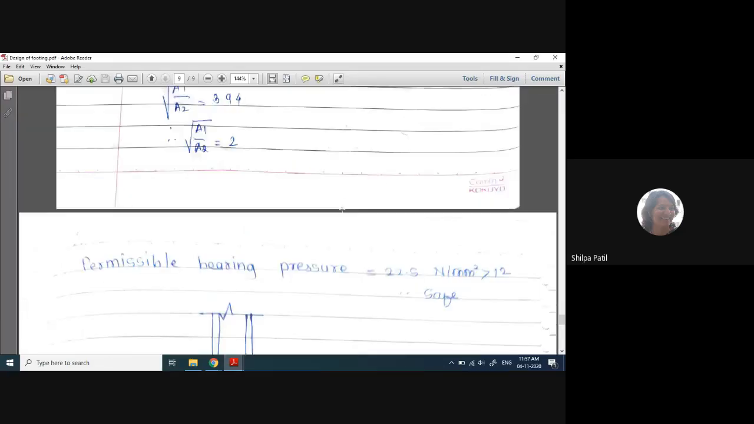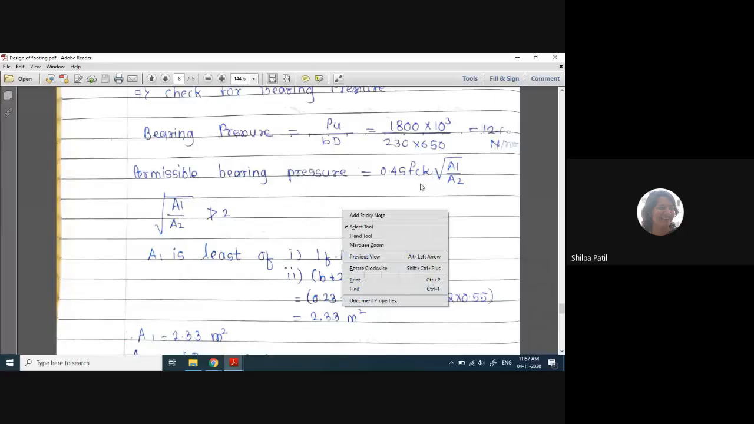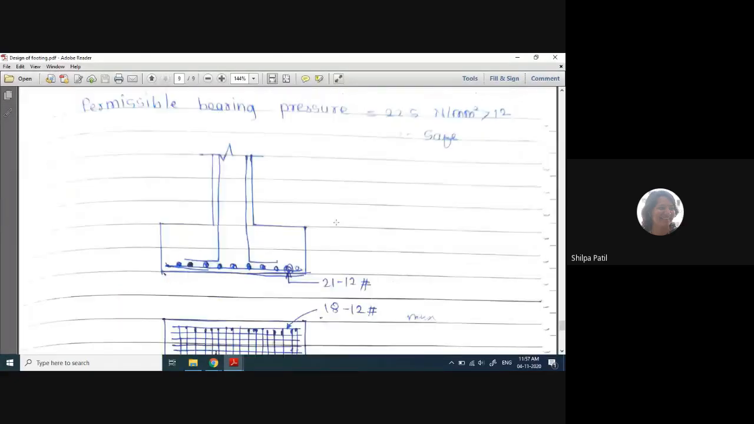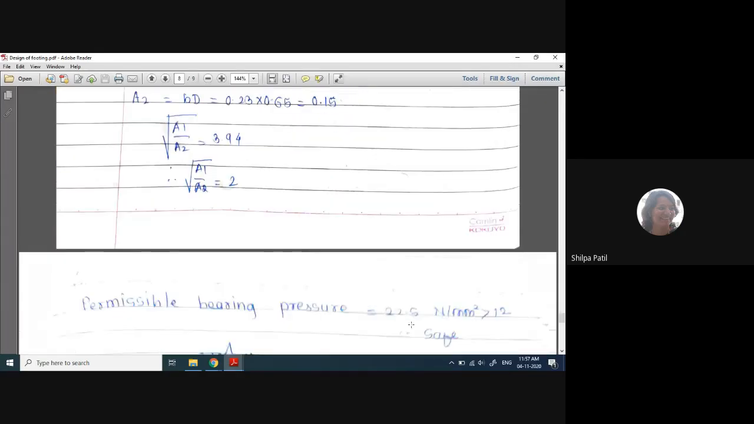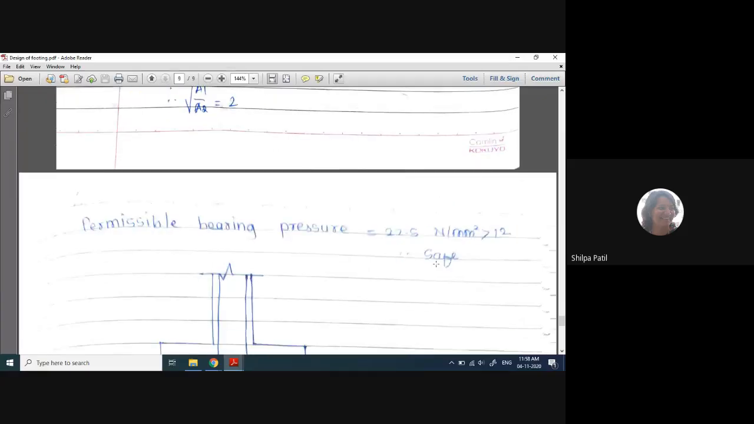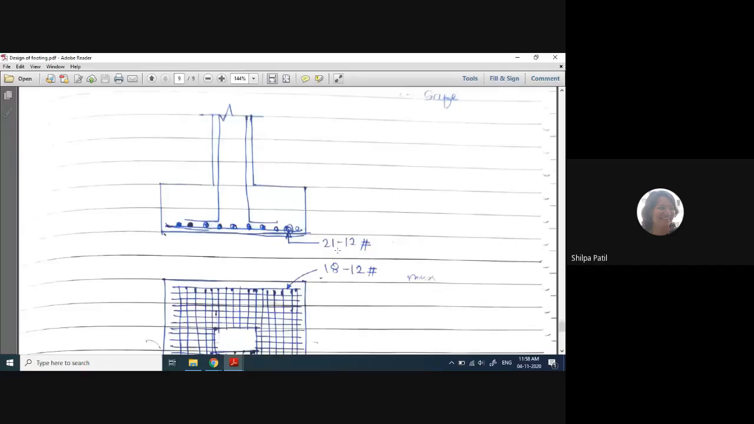So the permissible bearing pressure, after putting all these values here, we are getting 22.5, and this should be greater than the bearing pressure. This is the actual bearing pressure coming from the column, and this is the permissible one. Whatever is allowed, this is the limit. The bearing pressure should not be more than this value, which means 22.5. The actual acting is 12, so the design is safe here. Okay, so this is for the bearing pressure check.